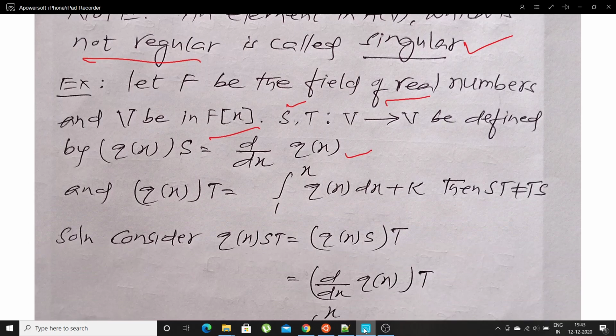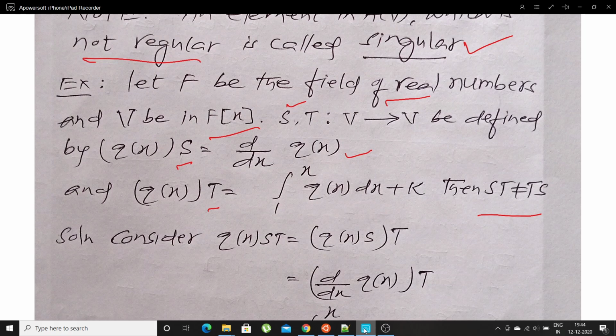The next one is Q of x of t, here we have S, here we have t, is equal to the integral of Q of x dx over the limits 1 to x plus k, where k stands for an integral constant. Then we have to show st is not equal to ts, that means right invertible is not equal to left invertible, or left invertible is not equal to right invertible.